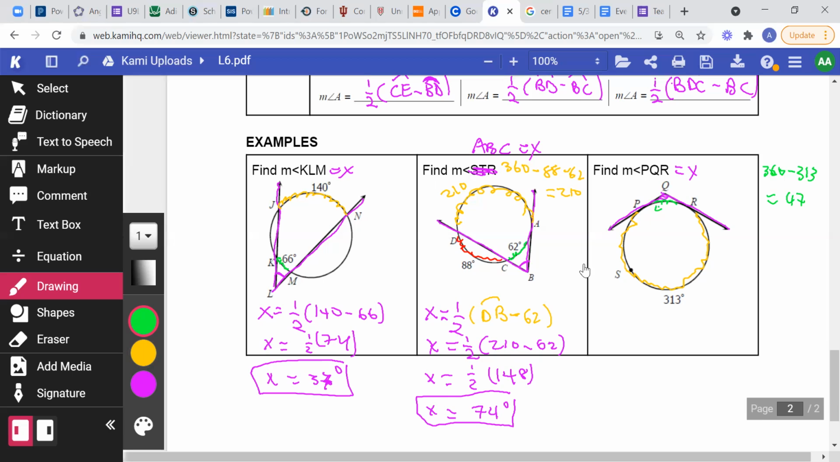Okay. Then we go back to find our X, which is half of the difference between the big and the small. The big is the orange, 313, and the small is the green, 47. The difference of these two numbers is 266. And if you take half of it, half of 266 is definitely 133. 6 divided by 2, 3. 6 divided by 2, 3. 2 divided by 2, 1. Okay.